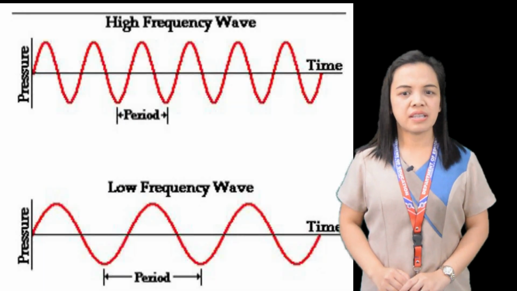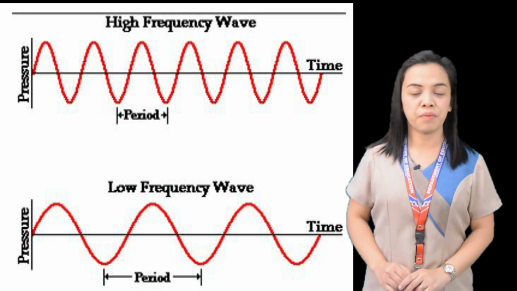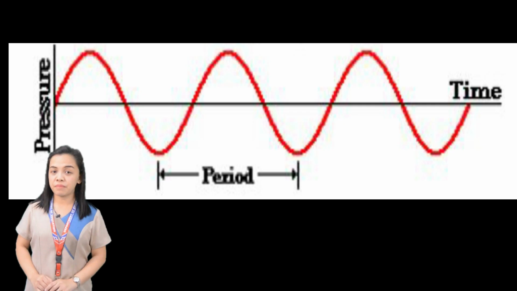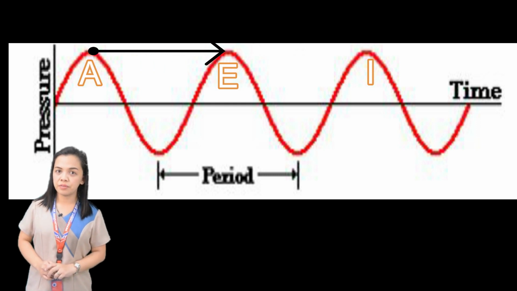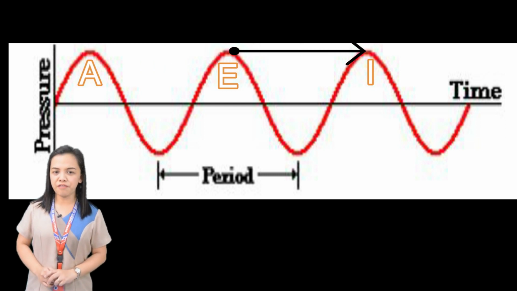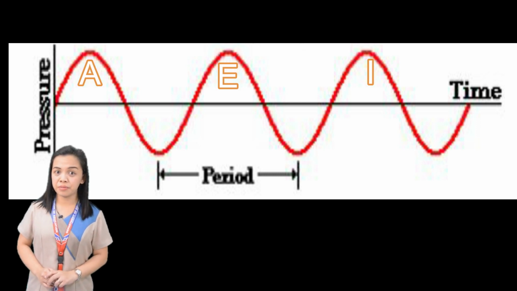The frequency refers to how often a wave cycle passes a given point per second. From the figure, A to E is one cycle and E to I is another. Therefore, there are two wave cycles in a second, or two cycles per second.